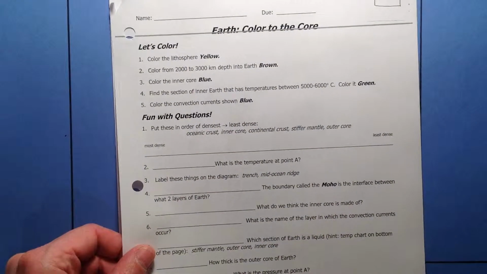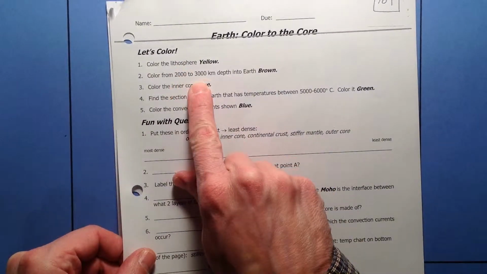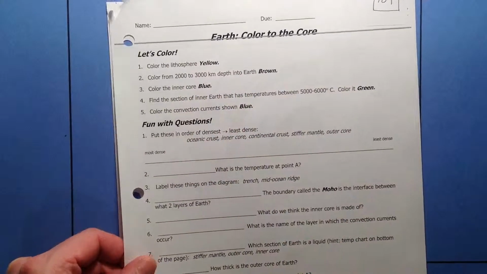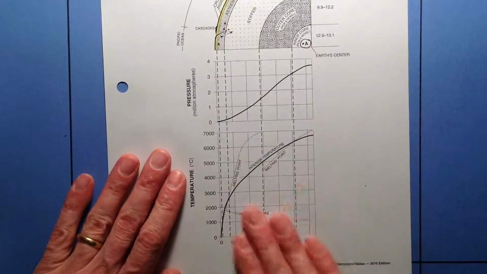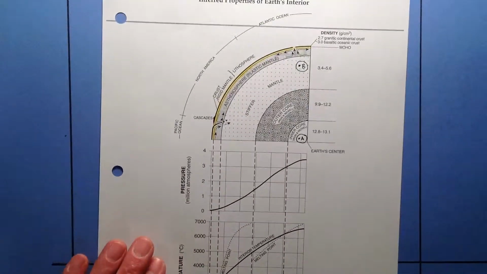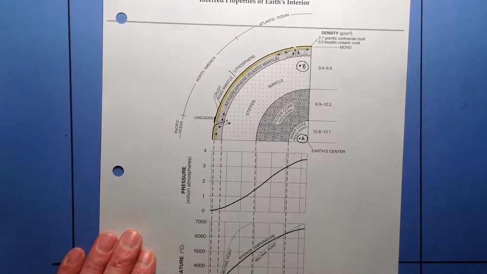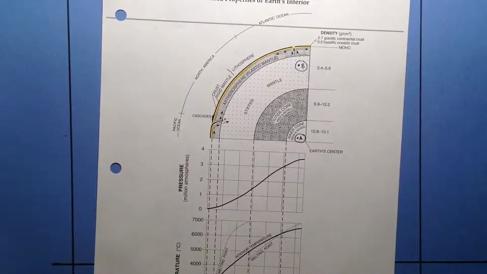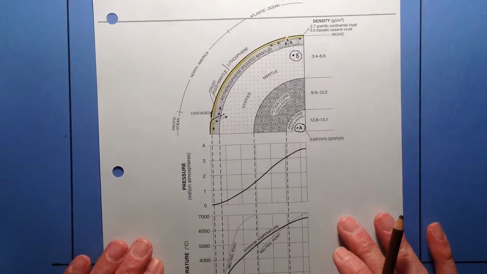Next up is color from 2,000 to 3,000 kilometers depth into the Earth brown. Okay, we're coloring on Earth. This chart doesn't mean anything. We're coloring on this. Don't color the charts. Let me get a brown pencil here. Here we go, brown.